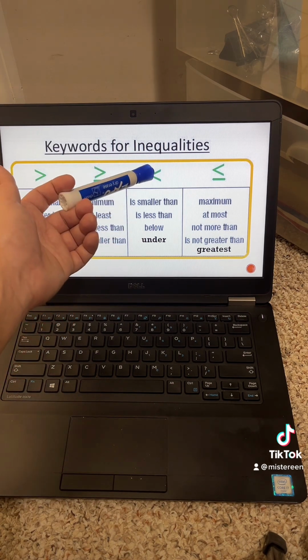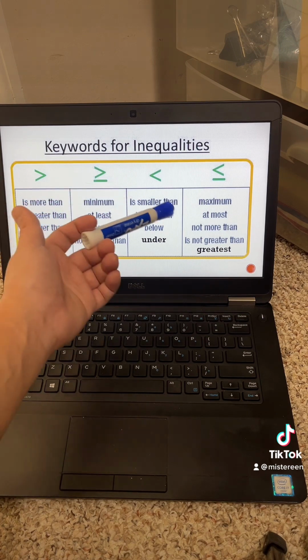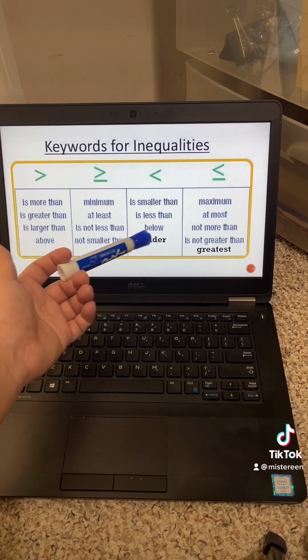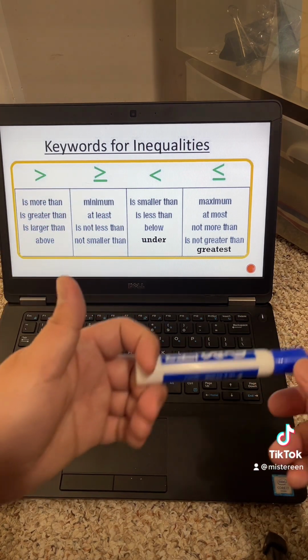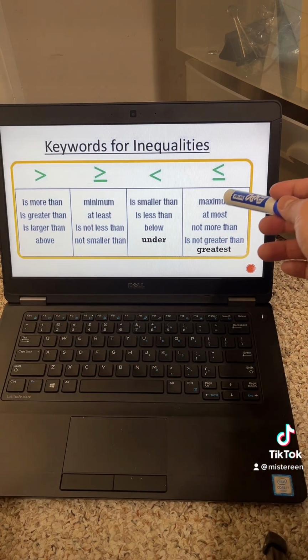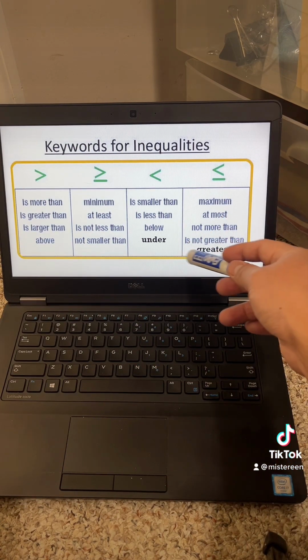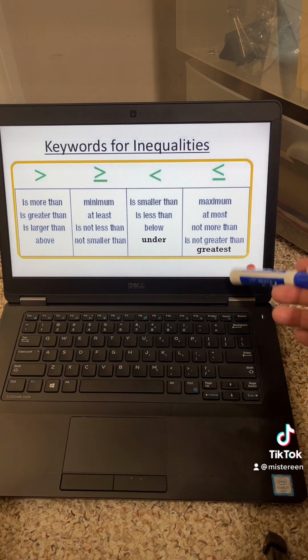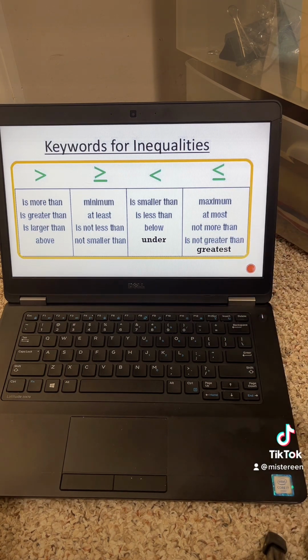Now, for this symbol here, which is less than, you should use these keywords: is smaller than, is less than, below, or under. Now, if you see these phrases: maximum, at most, not more than, is not greater than, or greatest, all of these keywords will make use of this symbol. Now, make sure you remember the keywords associated with each inequality symbol.